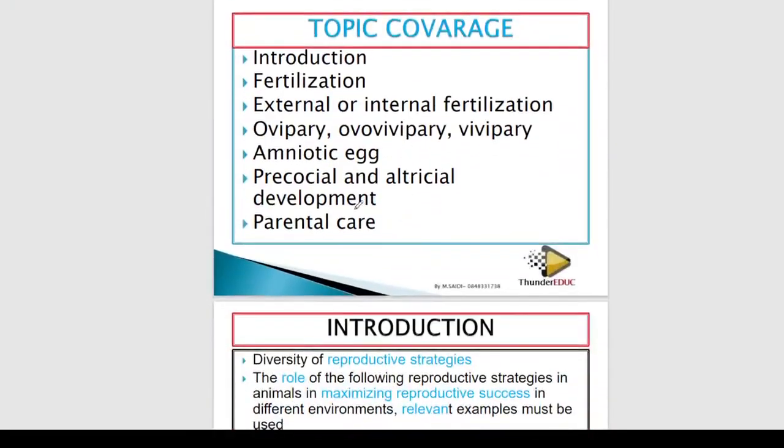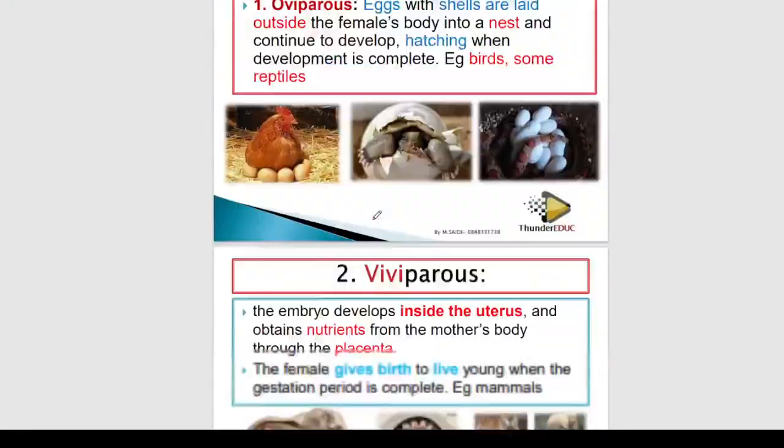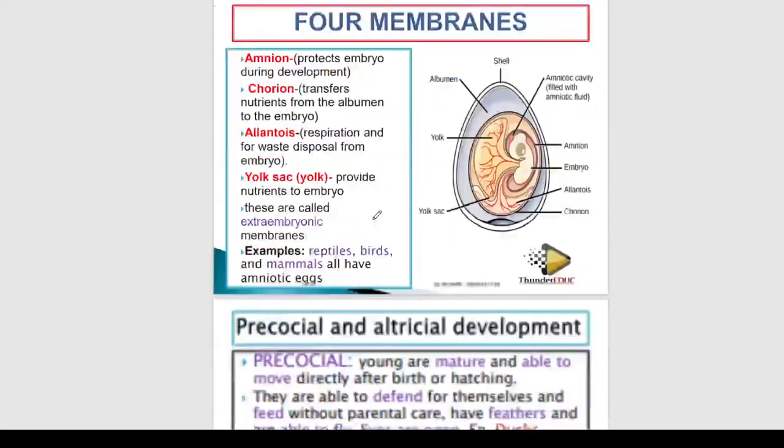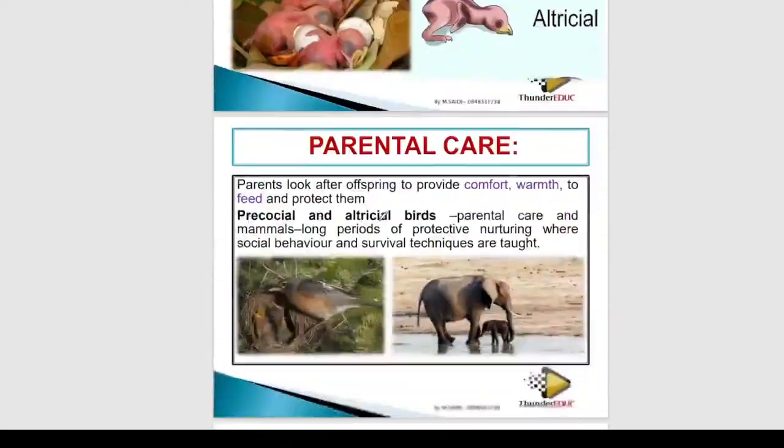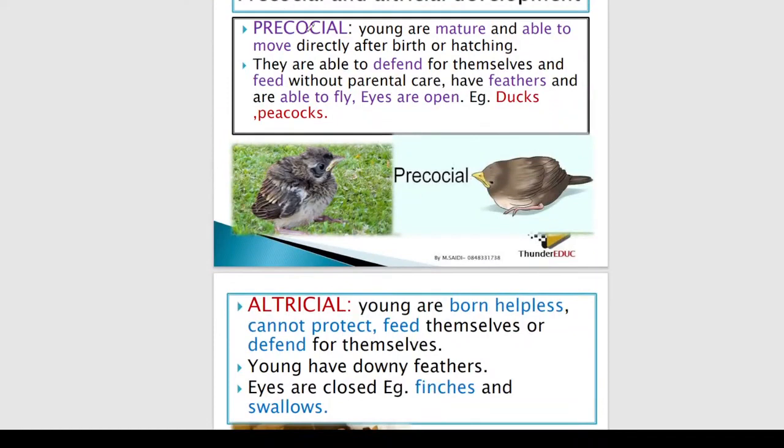I was talking about precocial and altricial. Precocial, you are born prepared. You can walk, you can move, you can defend yourself. That's why it's called precocial. The young are mature, able to walk, and able to defend themselves. They have down feathers. That's what it means.